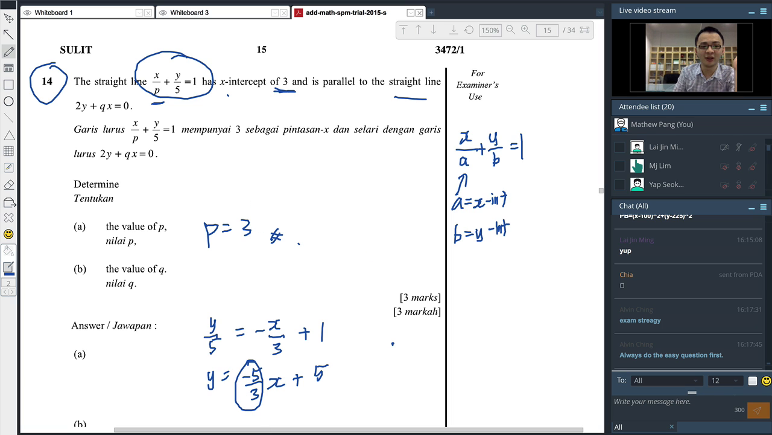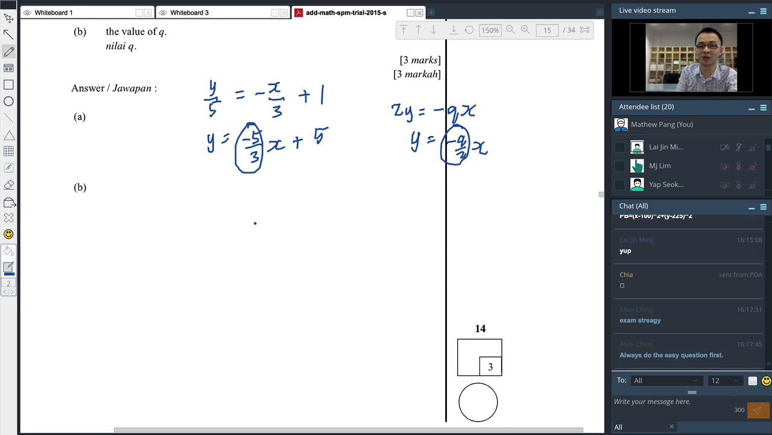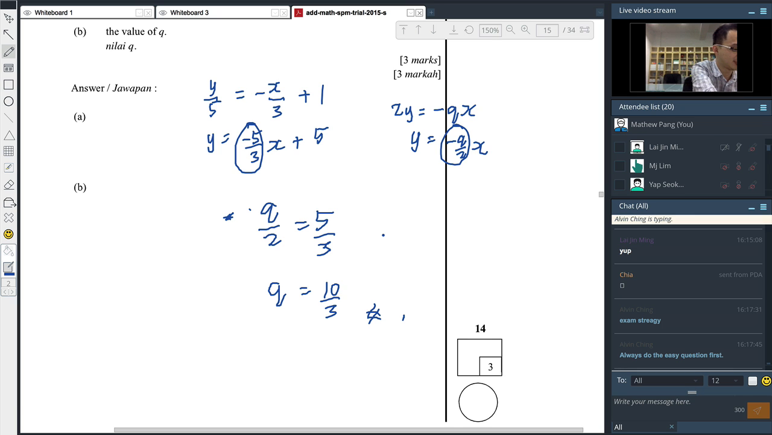So therefore, 2y equals to negative qx. So y equals to negative q over 2 x. They are parallel, that means negative q over 2 needs to be the same as negative 5 over 3. Both have negative, so you can ignore the negative. So q over 2 equals to 5 over 3. So q equals to 10 over 3. That's all. This is how to find the p and q. Is my answer correct?